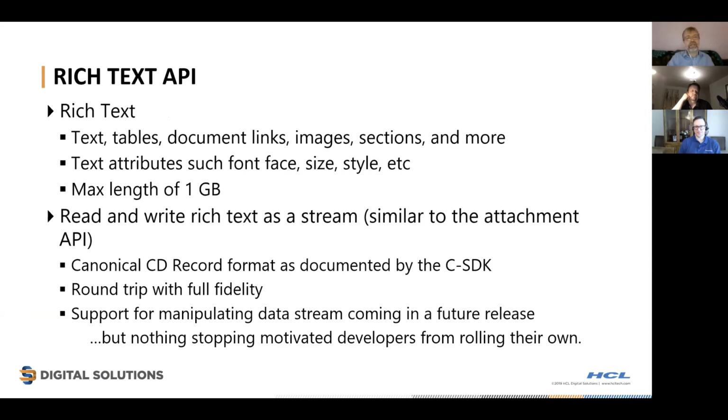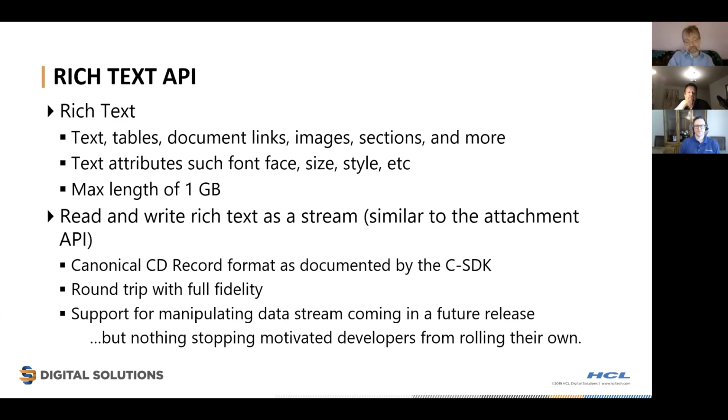We'll just dive right into the rich text API. So for those of you that may not be familiar, rich text is the means by which all of the interesting things that you see in a notes document are implemented, like tables, document links, images, sections, all the different fonts that you can change when you're editing, all that stuff. That's all implemented in what we call rich text or CD records, if you're an old school core notes developer.